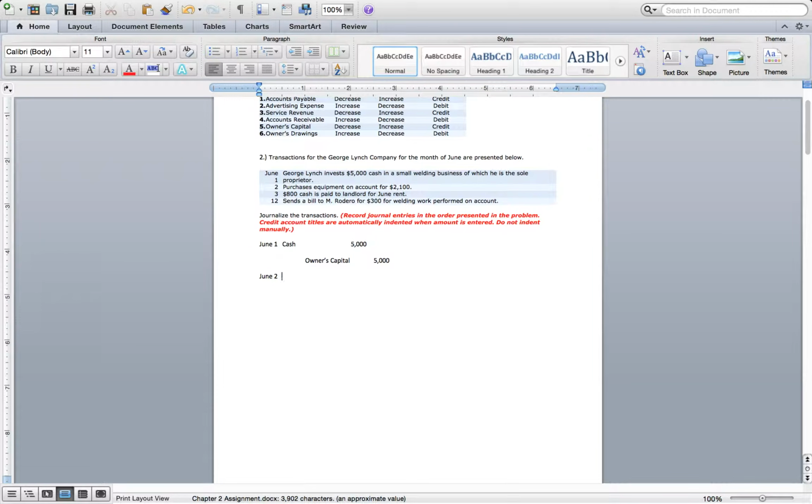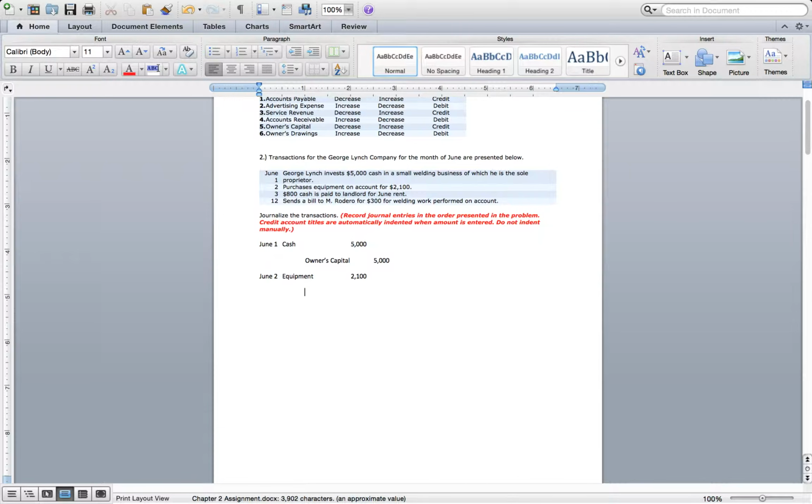Next one now, June 2nd. You purchase equipment on account for $2,100. Now, equipment is an asset, and again, assets increase with debits. So I'm going to start by debiting equipment for $2,100.